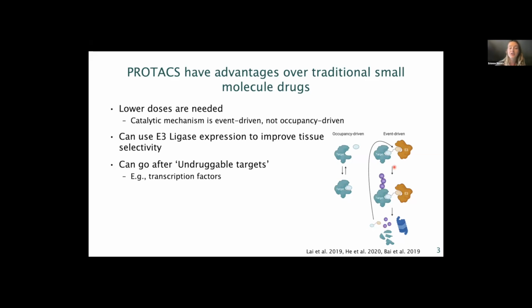Also, we can use E3 ligase expression to improve tissue selectivity, and this is, of course, very interesting in terms of minimizing off-target effects. And as has already been mentioned by many speakers before me, there are a lot of undruggable targets, including transcription factors that have very shallow binding sites, that bind DNA, and that mostly are very hard to drug. But with PROTACs, you don't necessarily have to bind to the main pocket, but can bind anywhere on a protein, so you can inhibit the transcription factor by promoting its degradation.